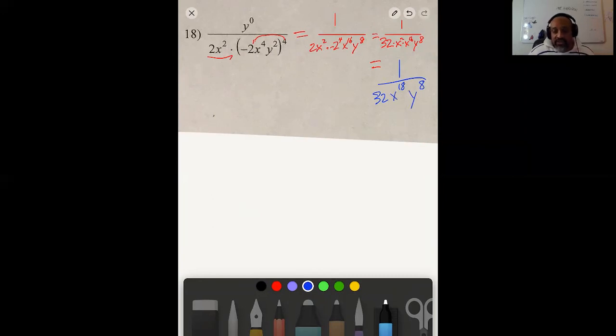That's it. So remember, get rid of the parentheses first. Once you've gotten rid of the parentheses, go ahead and simplify the numbers that you have, combine those, and then start to focus on the same variables and combine those. Either you're dividing or you're multiplying, but you're going to be doing something in that respect.